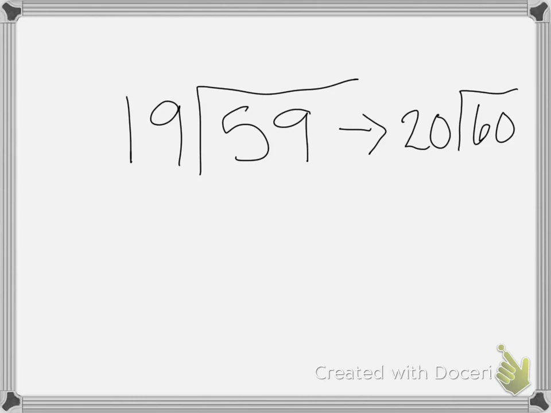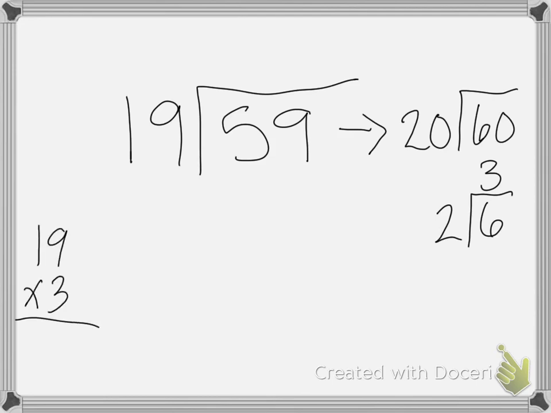I think, how many times does 2 go into 6? And it's 3 times. So now I'm going to think, okay, well, what is 19 times 3? 3 times 9 is 27, carry my 2. 3 times 1 is 3, plus 2 is 5.